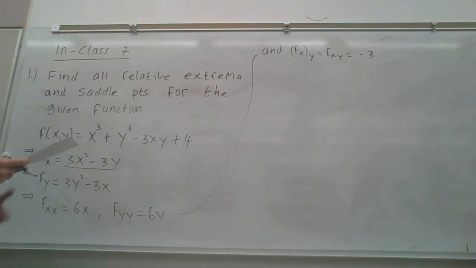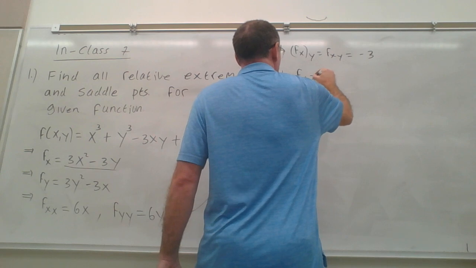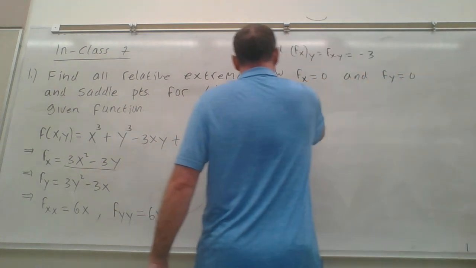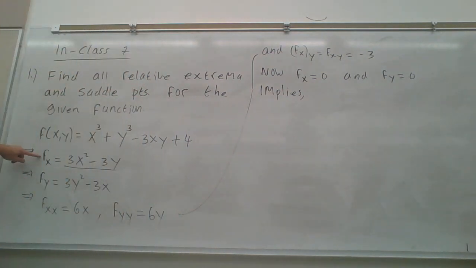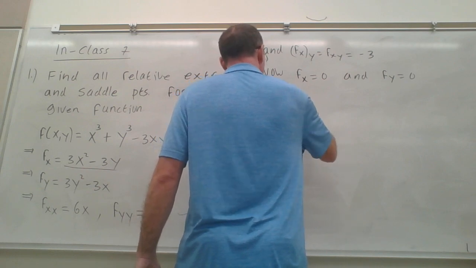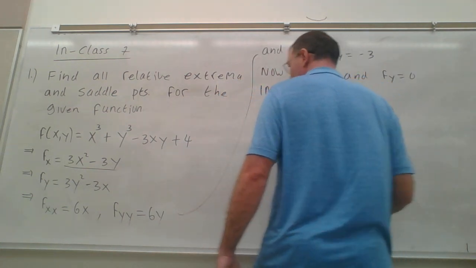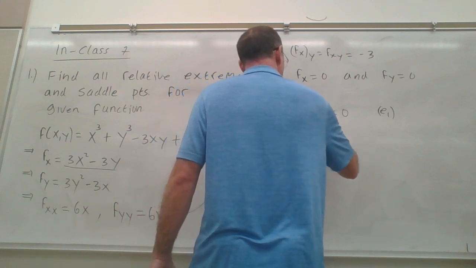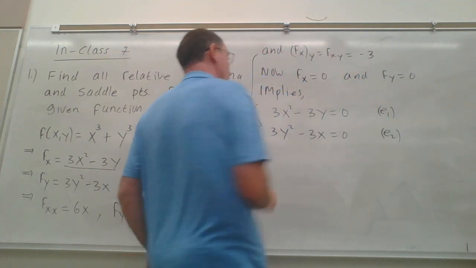Okay. So now, fx equals 0 and fy equals 0 implies, so here's my fx and fy, it implies then that the system 3x squared minus 3y equals 0, let's call this equation 1. And the fy, so 3y squared minus 3x is 0, let's call this equation 2. So you have to solve the system.